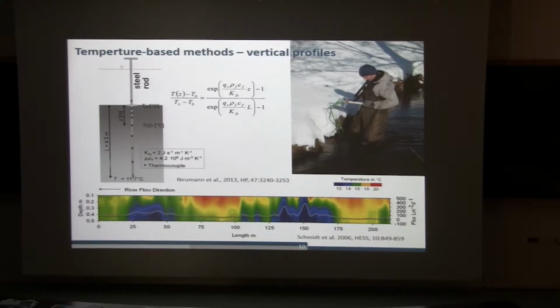And then you can get something like this, where you can actually do these roaming surveys. You can go along the river, you can pound this thing in there, wait a while for the sensors to equilibrate in the temperature, and then you basically get this vertical flux here by fitting the observed temperatures to this model.